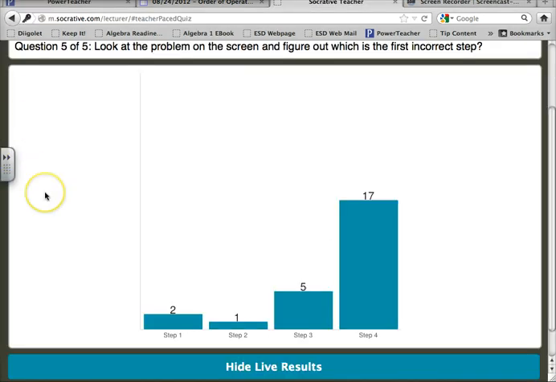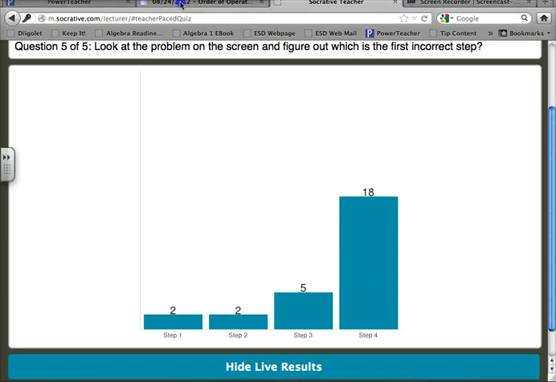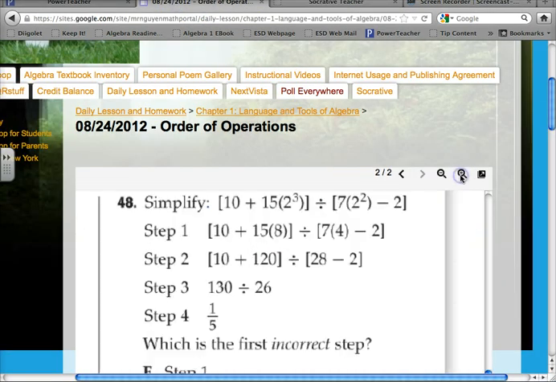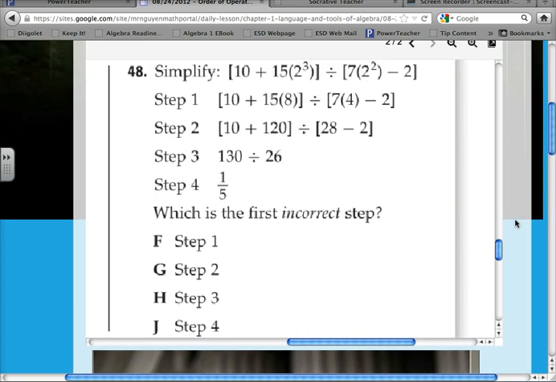So based on that problem alone, a lot of you said step 4 is incorrect. Some people said step 1 is incorrect. One person said step 2 is incorrect. And 5 people said step 3 is incorrect. So let's go back to our problem again and see what's going on, okay? And analyze it. Let's see if our 18 students in this class got the answer correct, just based on this problem.